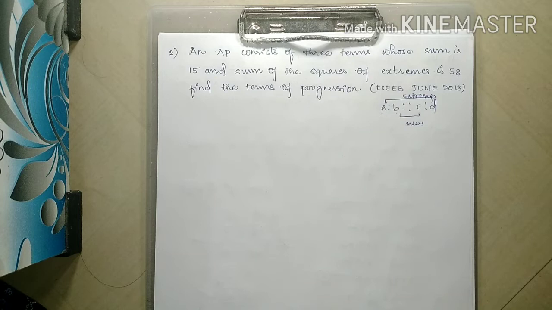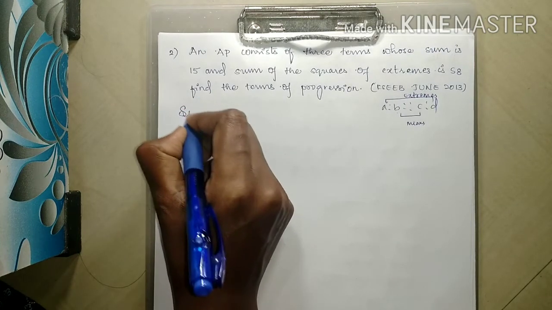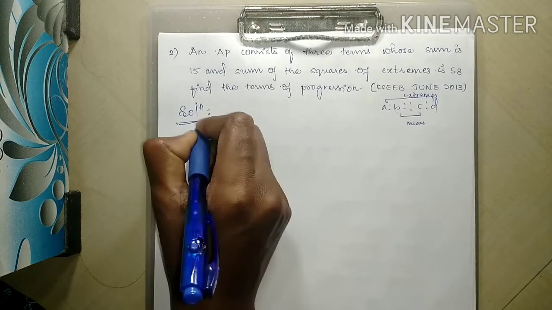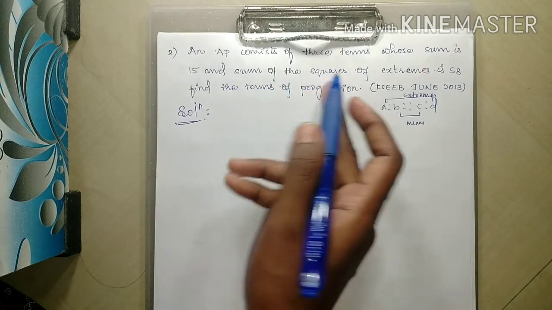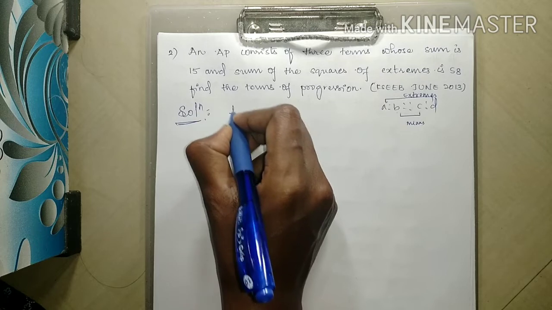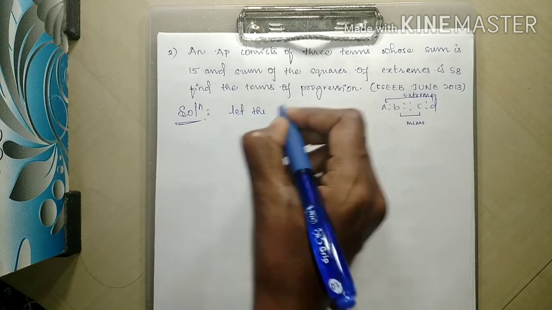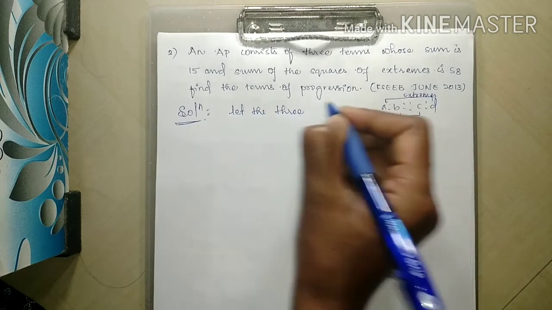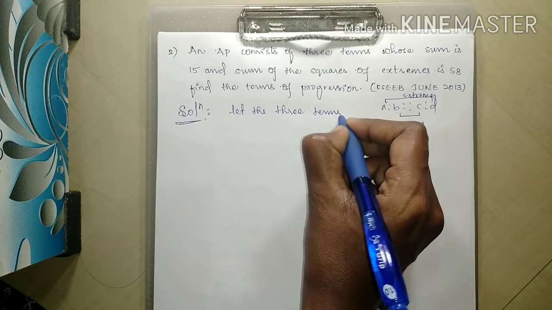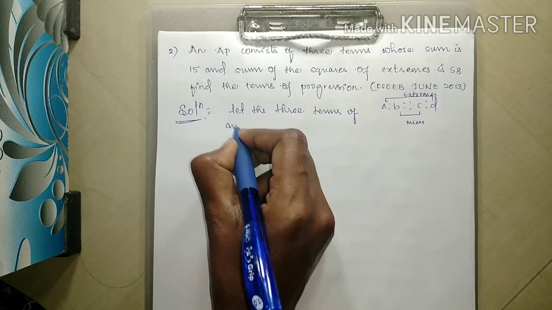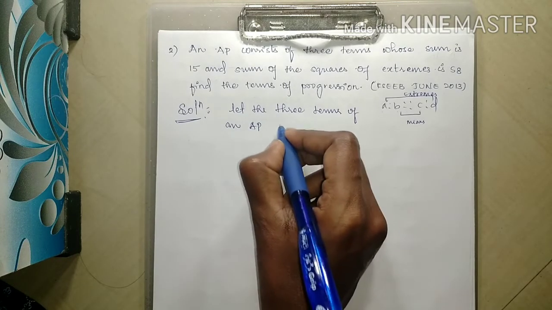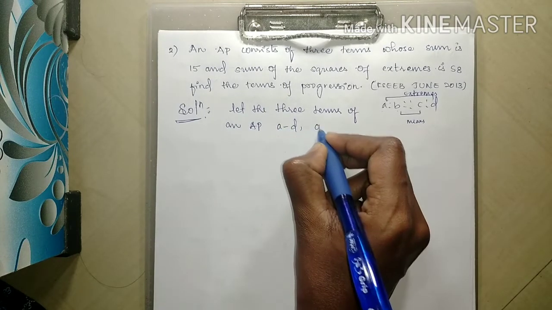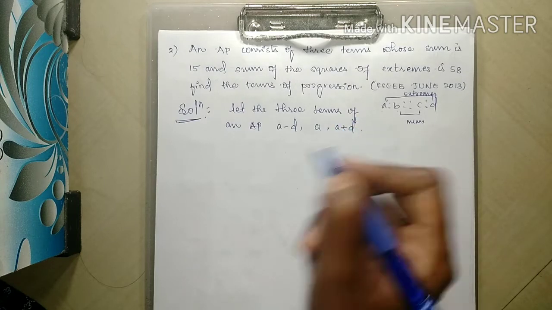So now we will enter into the question. Let the AP consist of 3 terms. Let me write the terms. Let the 3 terms of an AP, you are already familiar with how to write them. So that is A minus D, A and A plus D.